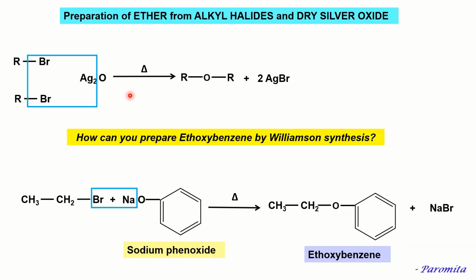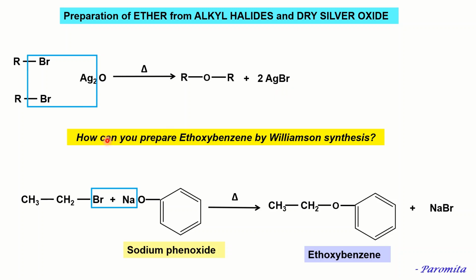Ether can also be prepared from alkyl halides and dry silver oxide. Here we have taken two molecules of alkyl bromide. This alkyl bromide is reacting with dry silver oxide. We are heating the mixture and we are getting here ether plus 2 silver bromide.